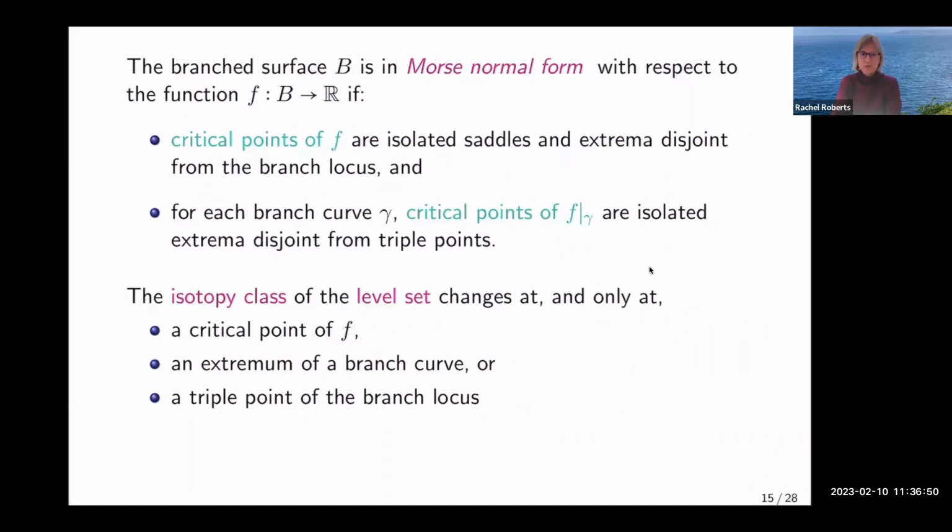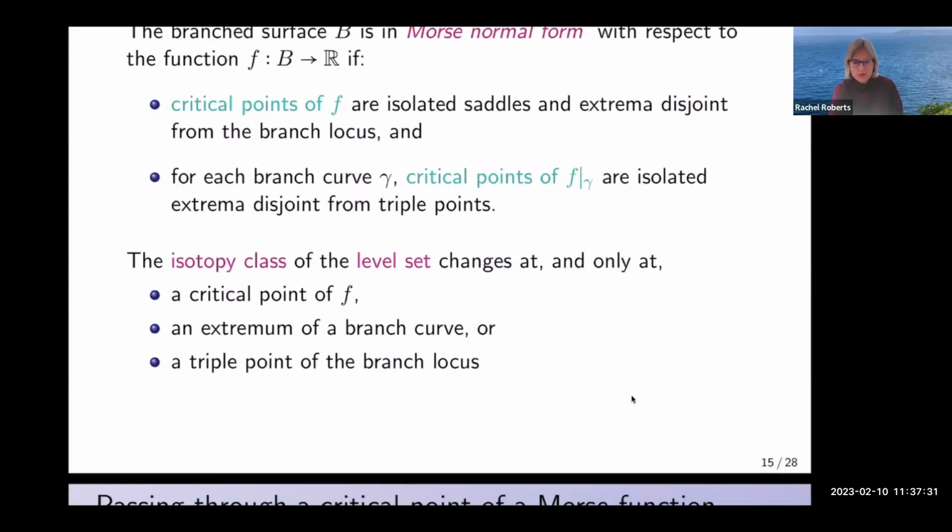The level set will change as we move through a critical point of F, because those just correspond to isolated saddles and extrema. And we could also have an extremum of a branch curve. And we saw a few minutes ago that things change. It corresponds to a splitting or pinching of a train track as we move through an extremum of a branch curve. And if you cheated and looked at the picture to the left of the branch locus picture, you saw how triple points also correspond to splittings of train tracks.